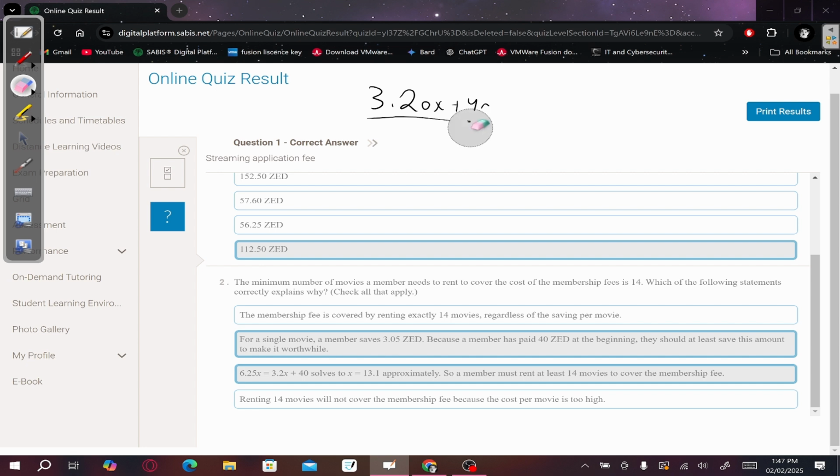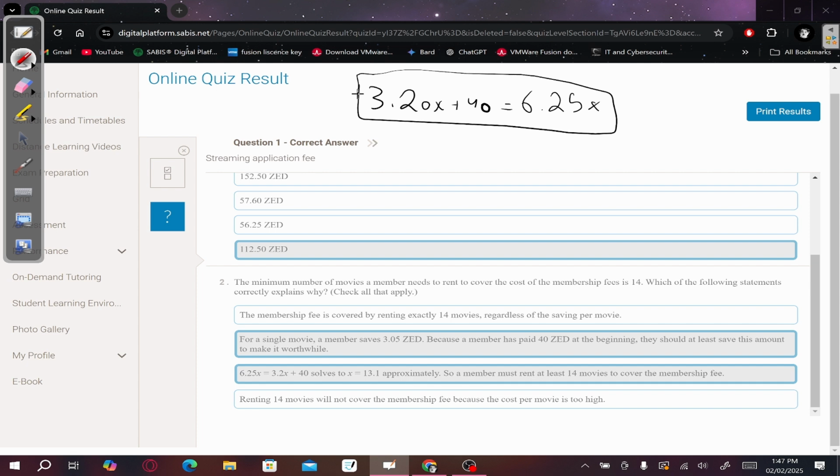So I'll just erase this. Equals 6.25x. X is the number of movies, by the way, because if you think about this, this expression details how many movies you're gonna need in order to cover the cost, to make it worth it. Let's solve this first and then I'll show you what I mean.